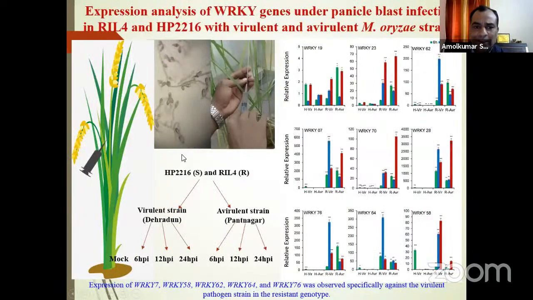In a similar way, along with resistant and susceptible lines, we also took 2 strains of Magnaporthe, so that there is a checkerboard of resistant line with virulent strain, resistant line with avirulent strain, susceptible line with virulent strain, and susceptible line with avirulent strain. Then we checked the expression of all these genes, and we identified a few genes: 76, 64, 58, and mostly 7. These genes are upregulated only in the resistant line as compared to the susceptible line, and their expression is very high only with the virulent strain. So these are genes which are really important, probably providing resistance. Now we are characterizing these genes, Werke 7, Werke 58, Werke 62, Werke 64, and Werke 76, which are only expressed in the resistant line against the virulent strain.